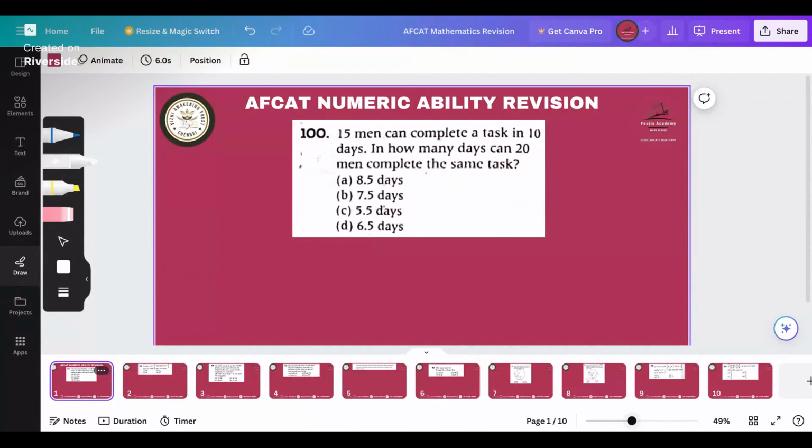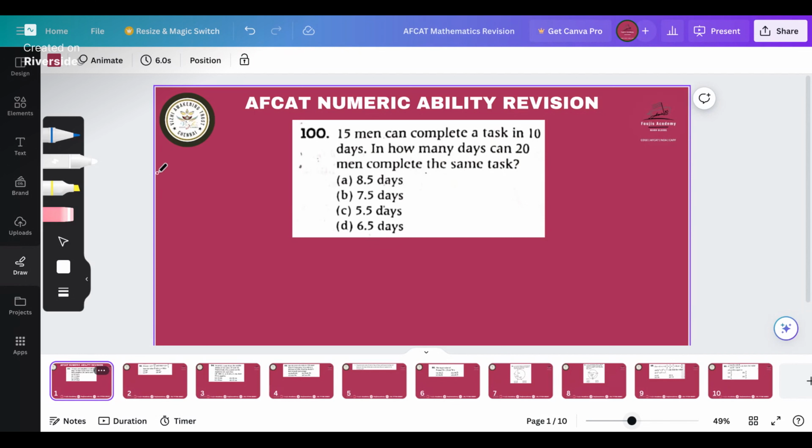So we are closing in for our AFCAT examination, and it's just 4-5 days remaining. With that in mind, I wanted to come up with a numeric ability revision video. Here are 10 questions which I think could be important. You may or may not get these questions in the examination, but if you know how to solve them, it will boost a lot of confidence in you, and it will help you even from the learning perspective as well. So without any further ado, let's dive into it.